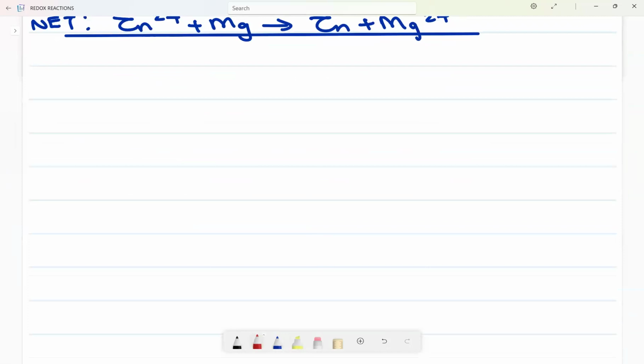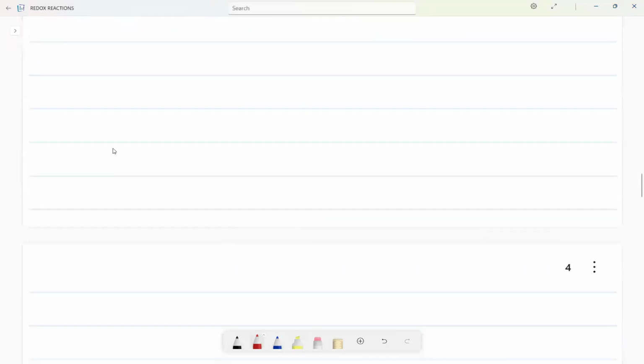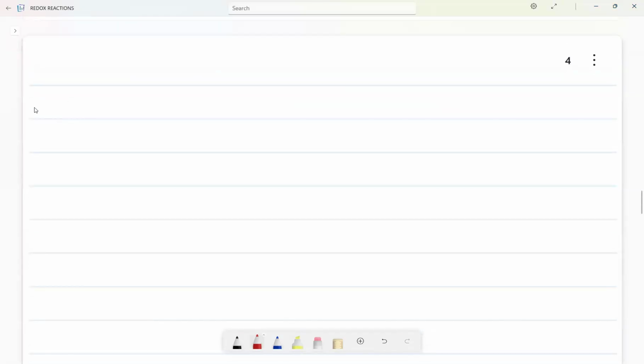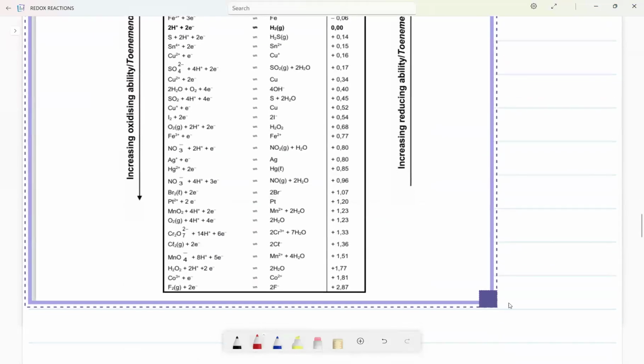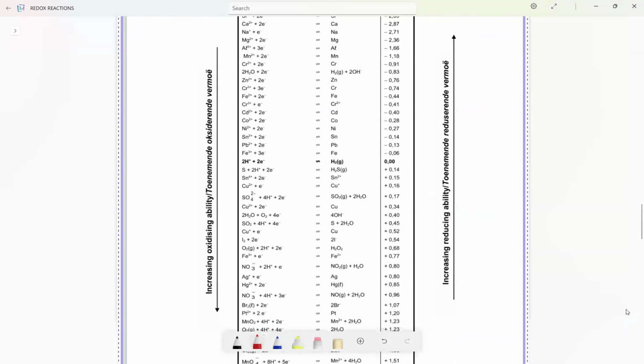Let me show you how you can use your table. Where is that table? Let me copy a table. We're going to use table 4b, by the way. Table 4b. Copy that. And I'll just put it here. Okay, how do we use table 4b?